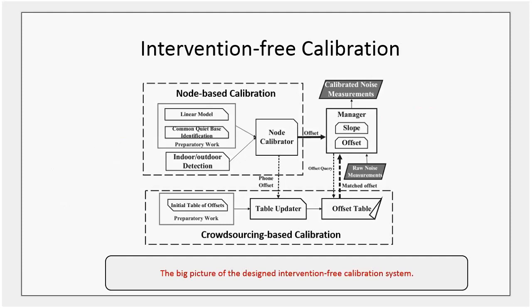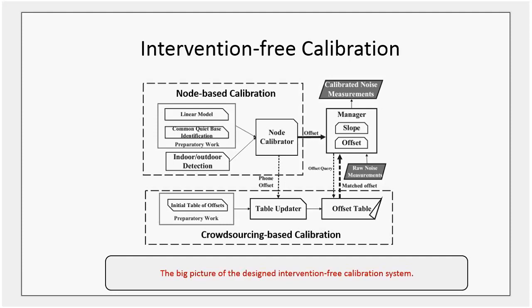This is actually simple. By using this node-based calibration, each node can automatically find what the offset is for this smartphone. The idea is to find a common quiet base. Based on this base, we can compute the offset. After having this offset, we can calibrate all the measurements by this smartphone, and the output is correct. It's close to the true value. But the major problem with this node-based calibration is that it takes time. The latency can be large.